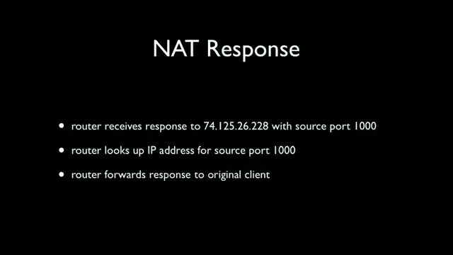It's not going to 74 dot something. It's really going to 10 dot something. So now the router can actually modify the request again and send it back to the original client that made the request. So now my request from 10.0.something went all the way to CNN.com, back to my router, and back to my private IP address. So using this technology, I was able to communicate with a public IP address without myself having a public IP address.